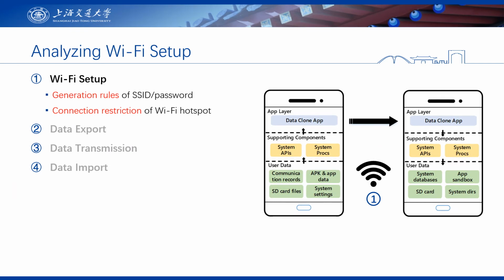To detect implementation flaws, we first examine the setup of the Wi-Fi hotspot. We check generation rules of the Wi-Fi SSID as well as the WLAN password in data clone apps. In addition, we check whether the hotspot allows more than 2 devices to join in. We argue that a data clone service should allow only 2 Android phones to join the same WLAN simultaneously, and a third WLAN connection request should be declined, even if the correct Wi-Fi password is provided.